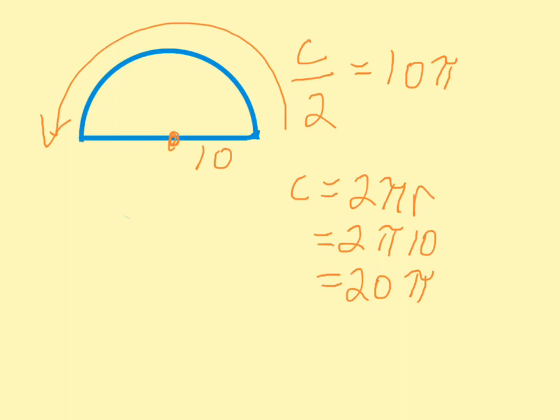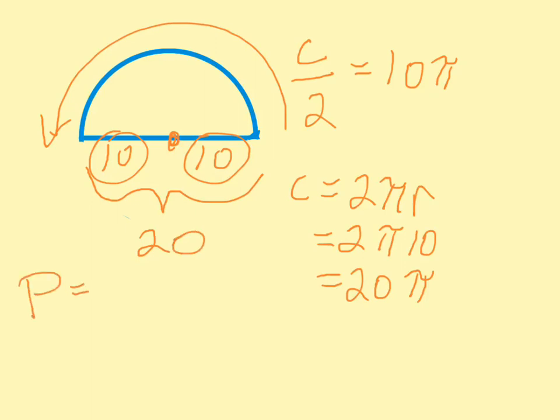But that is not the whole thing. We have that, plus we need to include this length here. Well, that's 10, and then there's another 10 here for the other radius. So this is 20. So the perimeter, because it's no longer circumference, because it's no longer a circle, is 10 pi for the semicircle part, and then 20 for the radius or diameter part.